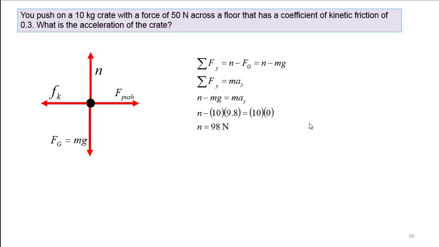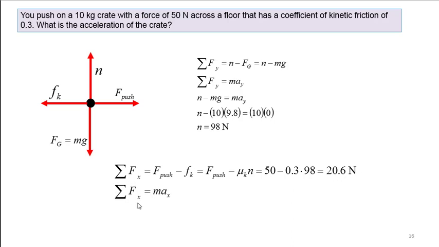Now that I know my normal force, let's look at what's happening in the x direction. In the positive x direction I have the pushing force. In the negative x direction I have the force of kinetic friction. What is the force of kinetic friction? That's equal to mu sub k, our coefficient of kinetic friction, times my normal force. Plugging in the pushing force, my coefficient of kinetic friction, and my normal force, I find that the net force in the x direction is 20.6 newtons.